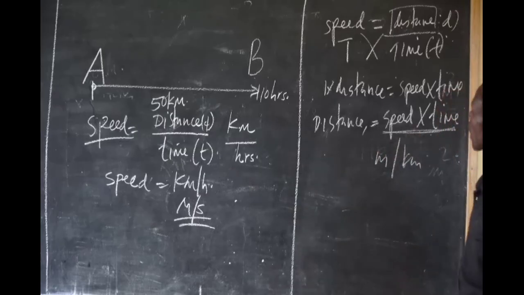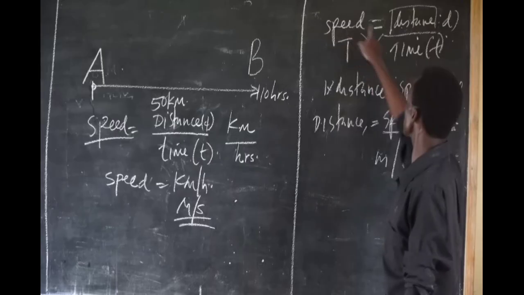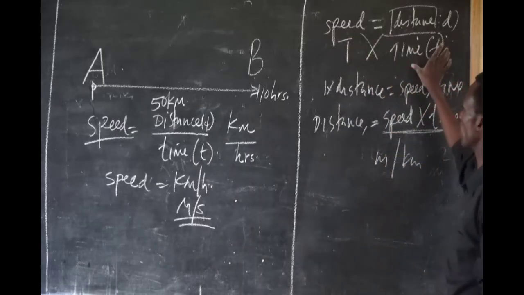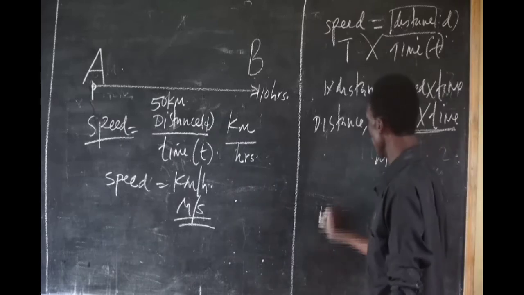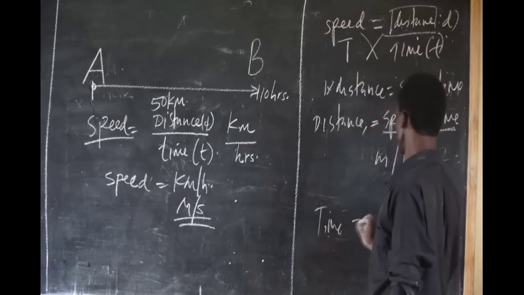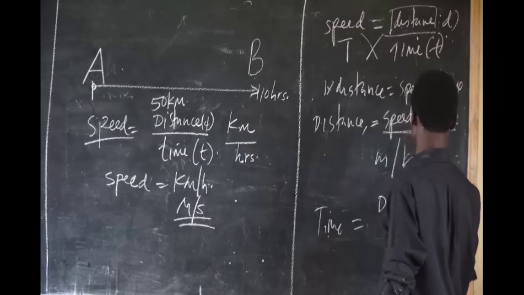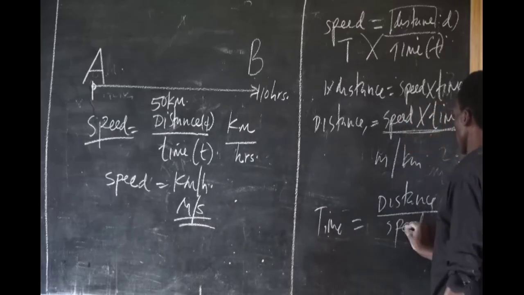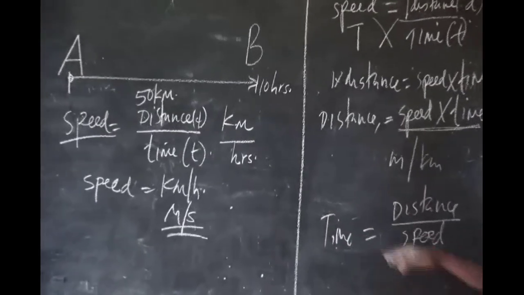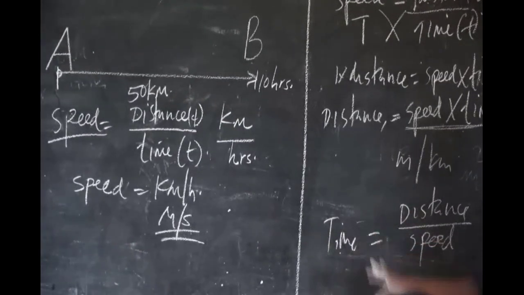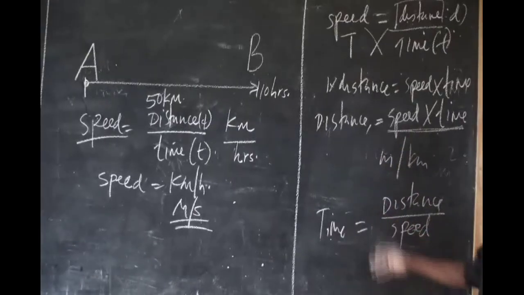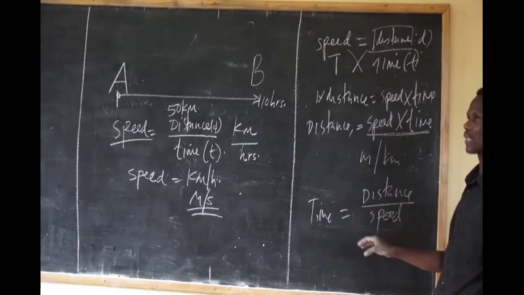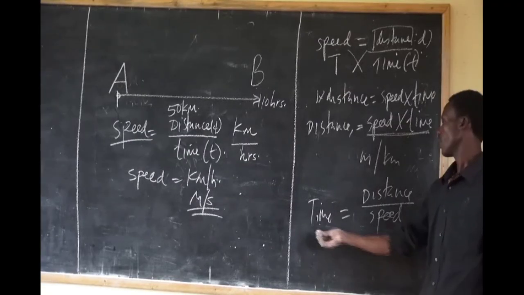When you want to calculate time, remember speed is equal to distance over time. When you make time the subject of the formula, you get time is equal to distance over speed. So when you want to calculate the time taken from point A up to point B, you calculate the distance and then divide by the speed of the object. That is how we get time.